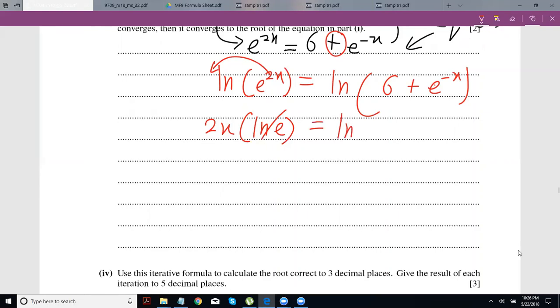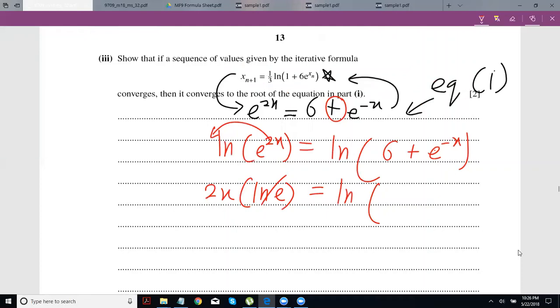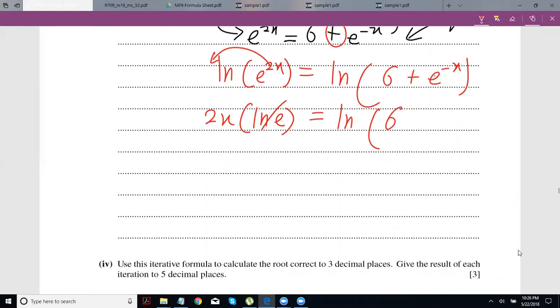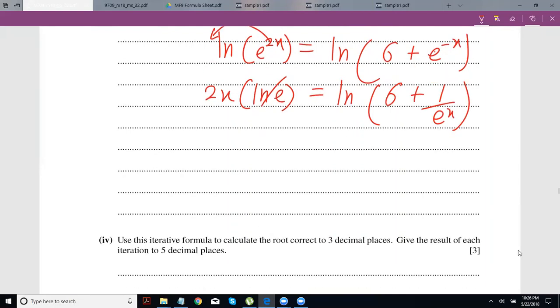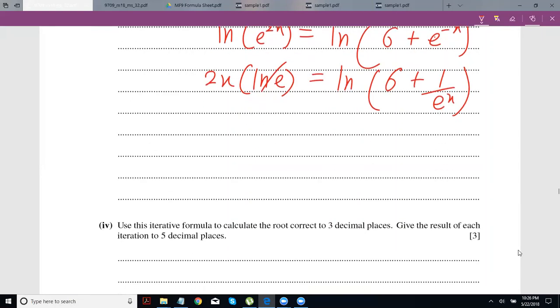And this is ln. Let's try to do a bit of simplification, because I don't think they've given it in this form. I don't see any e power minus x, so I'll try to simplify accordingly. I can write e power minus x as 1 upon e power x, right? And you have 2x here because the ln e is just 1, so that doesn't really matter. Let's try to simplify more here. That gives me 6 e power x plus 1 upon e power x.